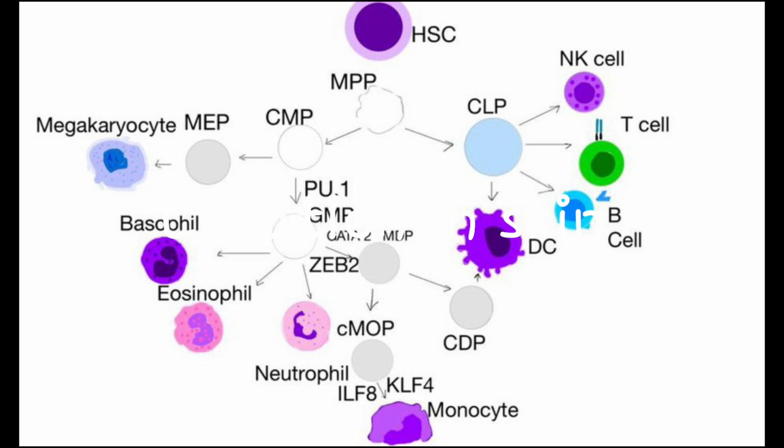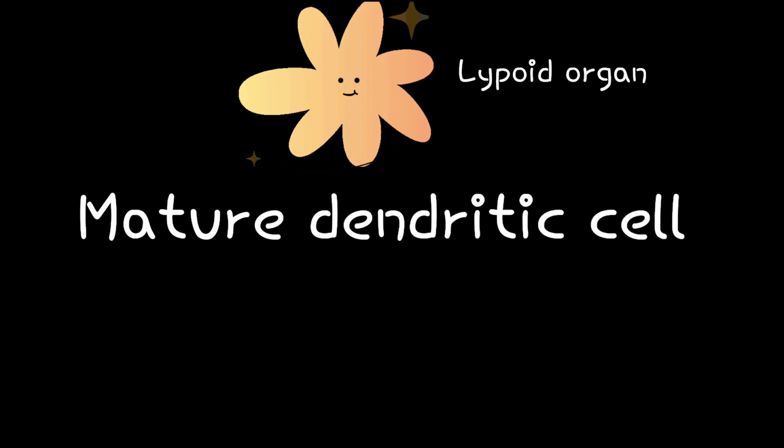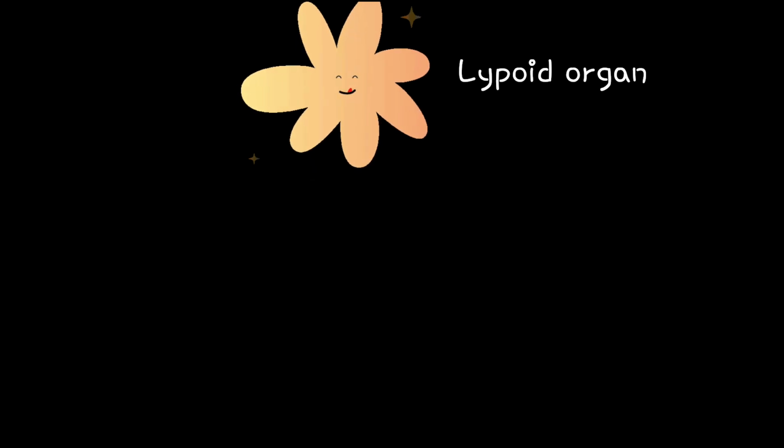Then they are located in the skin, like Langerhans cells, and in mucosa and peripheral tissues. The immature dendritic cells are present in the skin, mucosa and peripheral tissues, whereas the mature dendritic cells migrate to the secondary lymphoid organs like lymph nodes. The growth factors involved are GM-CSF, interleukin 4, and FLT3L. They stimulate DC development.